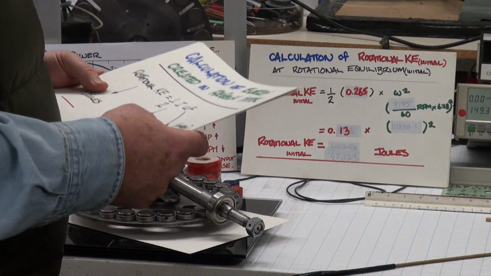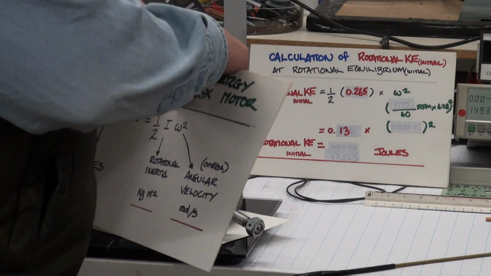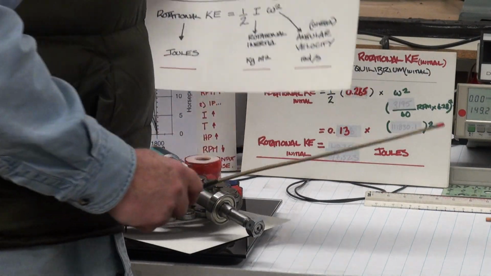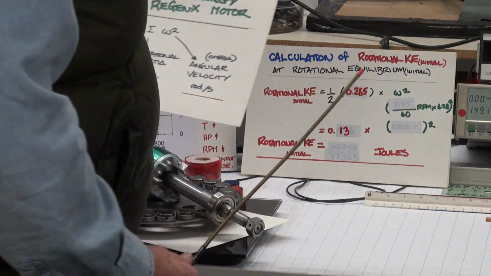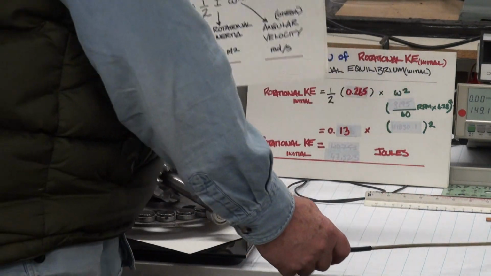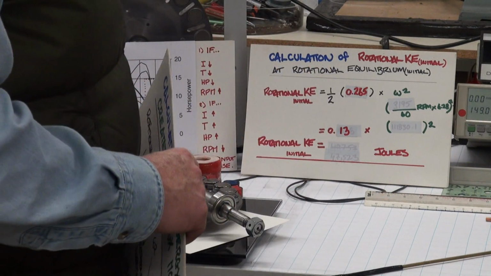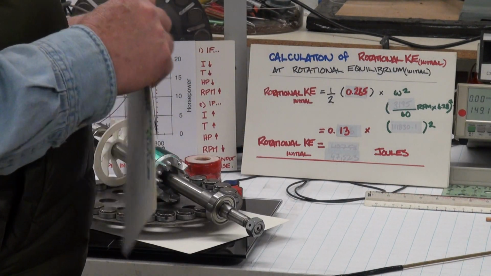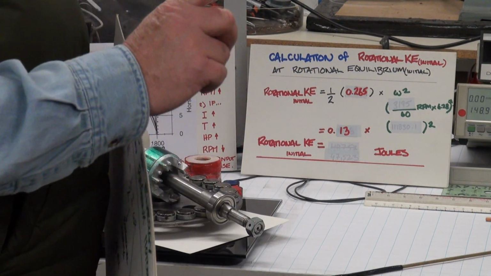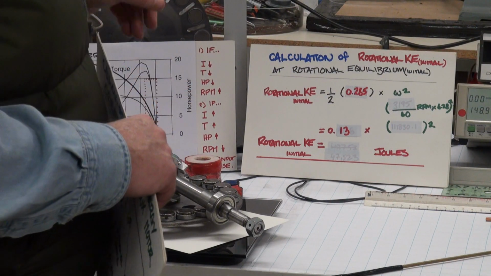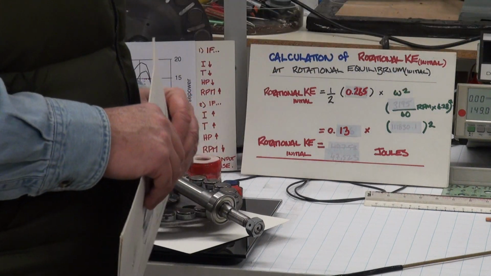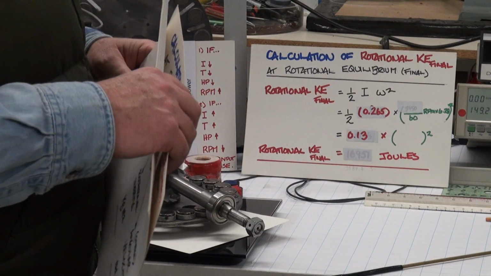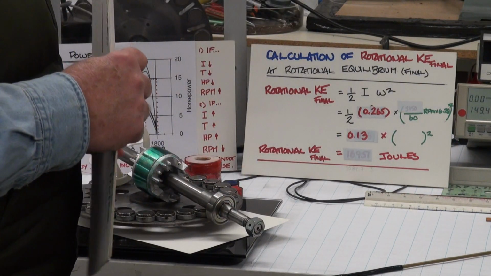Since we know what our rotational inertia is, we just need to figure out what our angular velocity is dependent on the RPM of the system, and we're going to determine the rotational kinetic energy, the initial rotational kinetic energy at rotational equilibrium, and then we're going to turn on our motor, and our motor is going to accelerate up to another point of rotational equilibrium.